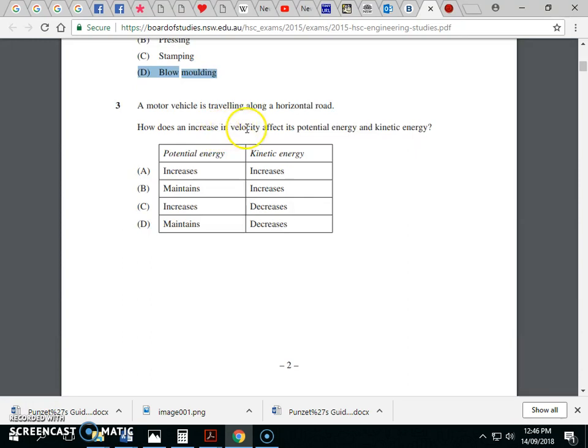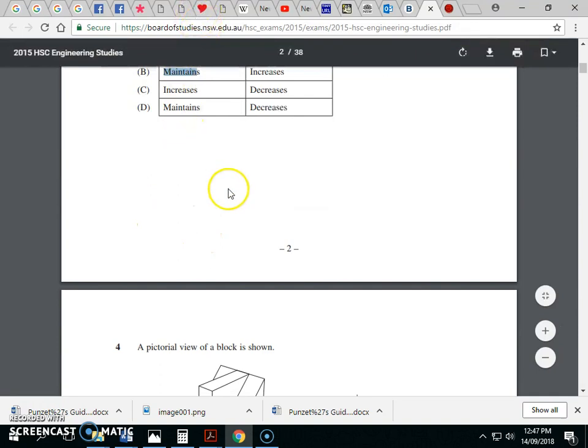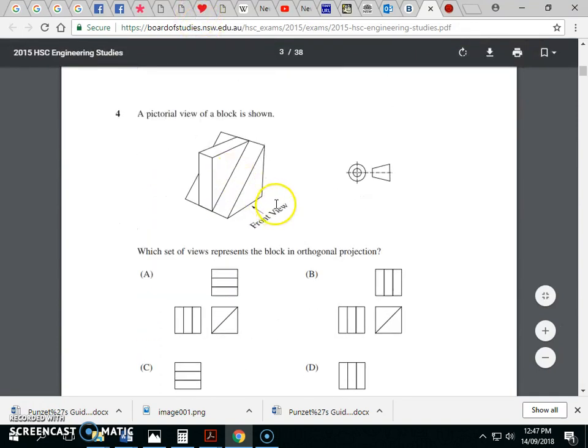How does an increase in velocity affect potential and kinetic energy? Okay, so if we increase velocity, the formula for kinetic energy is half mv squared. So as v goes up, kinetic energy goes up. So it's going to be something where kinetic energy increases, and potential energy is going to decrease, if we have an increase in velocity traveling on a horizontal road. Because it's a horizontal road, it maintains. So that's going to be B. There's no option for decrease there on potential energy. Okay, good question. I like this question.